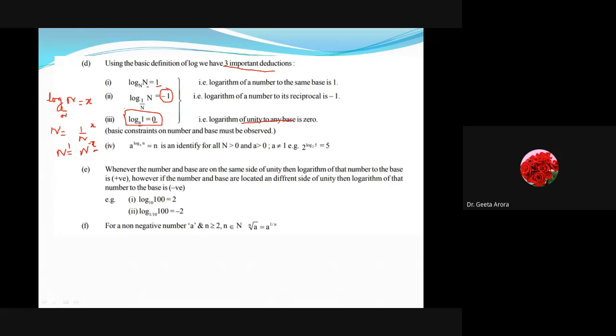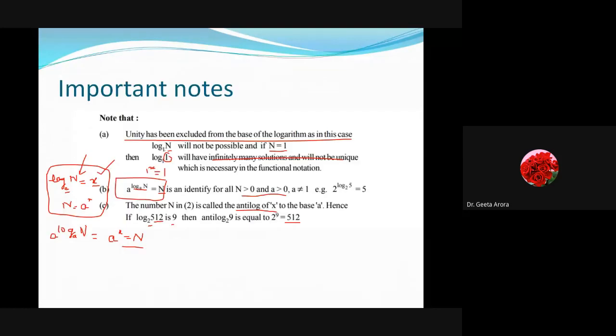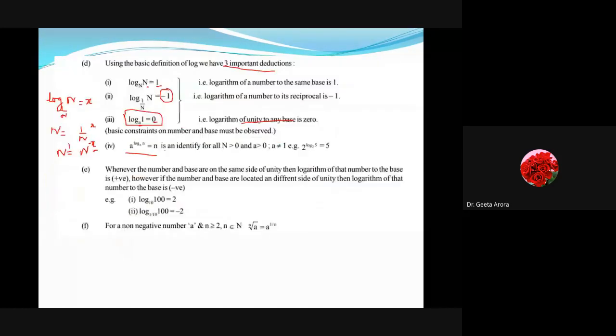Correct? So these are the things you can learn as such: whenever we get log n to the base n, it's 1. Log of 1 by n to the base n is always minus 1. Log of 1 is 0. Correct? And I think we have already learned this: a raised to power log a n is n. I think this is the same thing we have taken here as the second one. It's the same thing. You know?